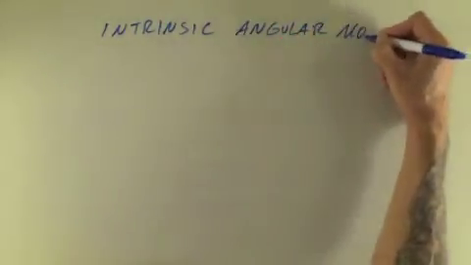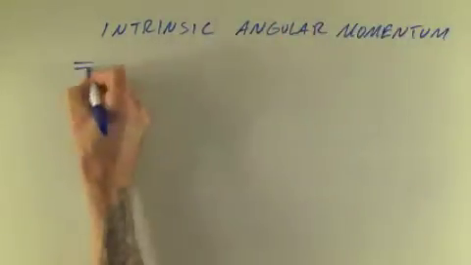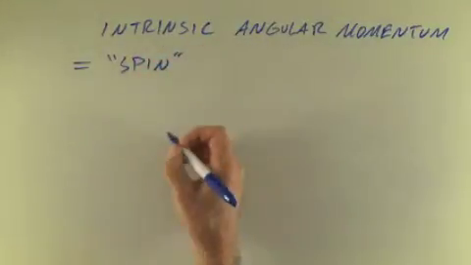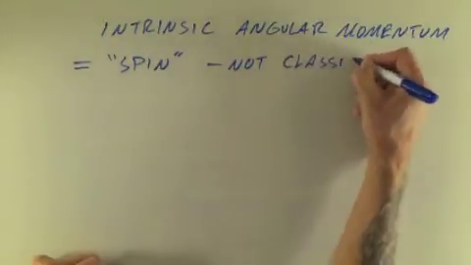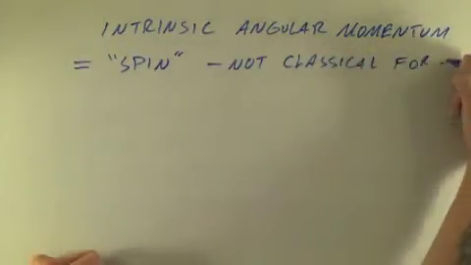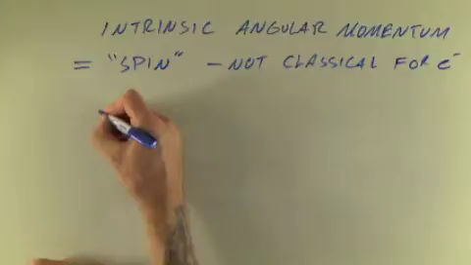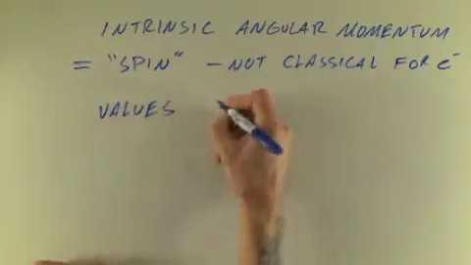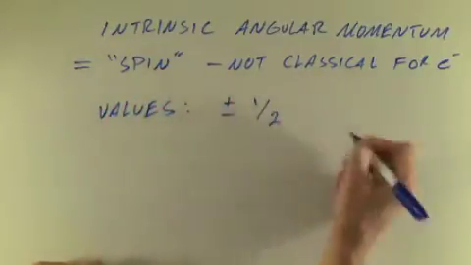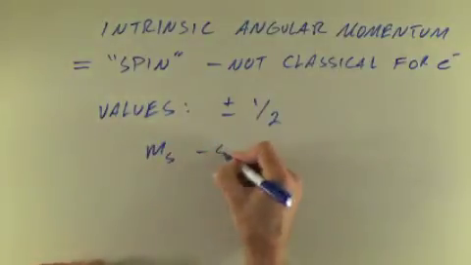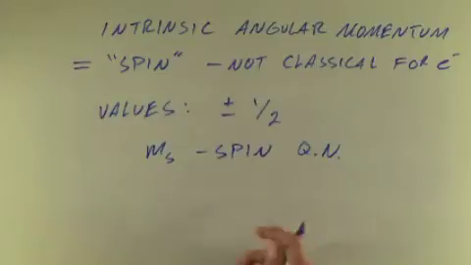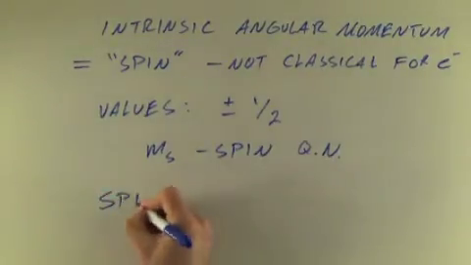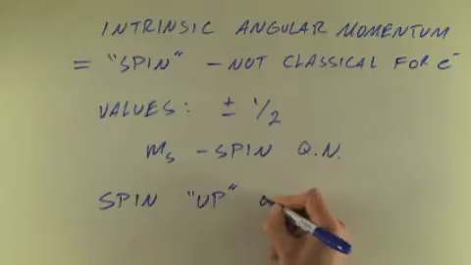Okay, now the electron also has something called intrinsic angular momentum. Now, in the classical world in which we live, we call that spin. That means it rotates on its own axis. This is not classical for an electron. And again, that's because once you've defined it as a wave, it's not a particle anymore. It doesn't have an axis. It doesn't really spin. But it does have this property that we call spin. Its values are plus or minus 1/2. And that gives us m sub s, the spin quantum number. So you can have spin up or spin down.